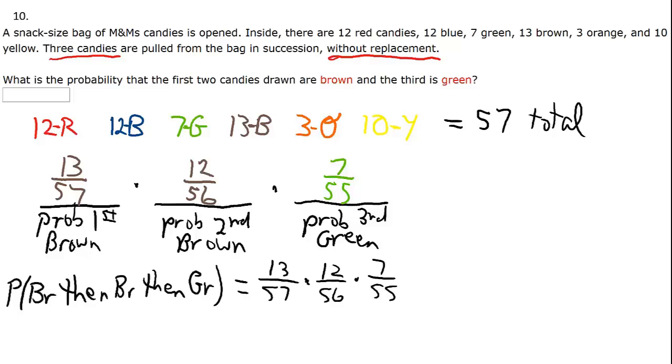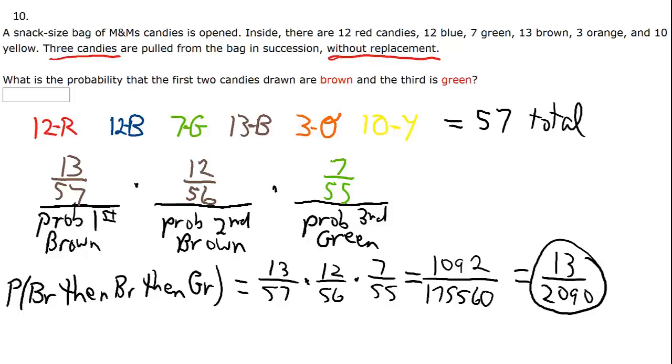And if you take the product, you get 13/57 times 12/56 times 7/55, and that's 1,092 over 175,560. It doesn't say to round. WebAssign does not force you to reduce. If you do reduce, you'll get 13 over 2,090, but if you put in the unreduced fraction, you'll be okay.